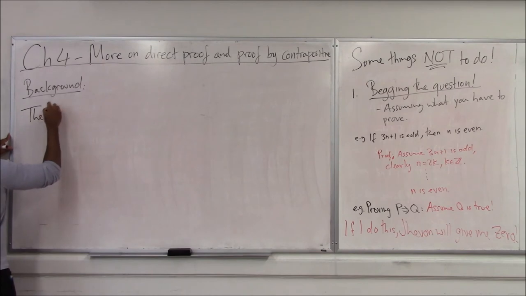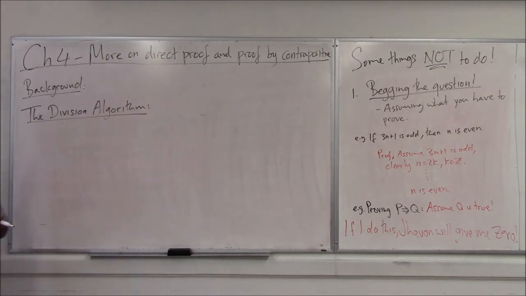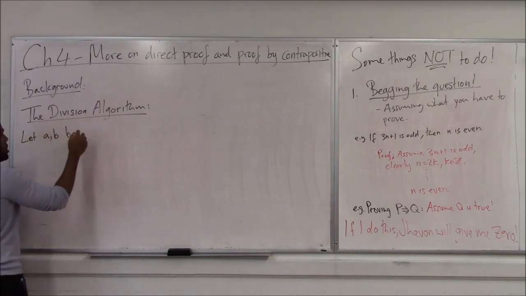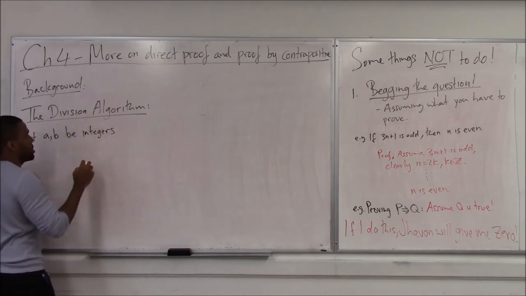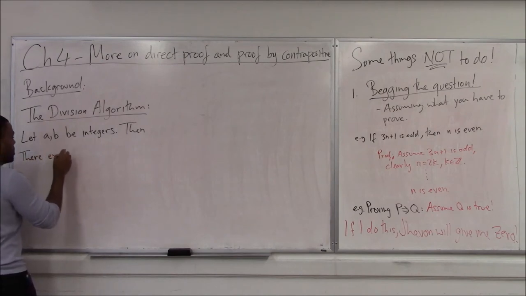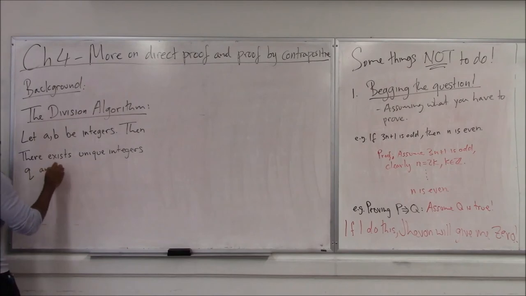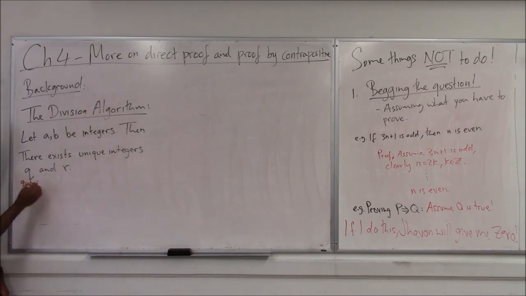It's called the division algorithm. Let's actually talk about it. So this says the following: that a, b are integers. Then there exist unique integers q and r, which, by the way, the letters are very suggestive. Q you can actually think of as quotient, and r you can think of as remainder.